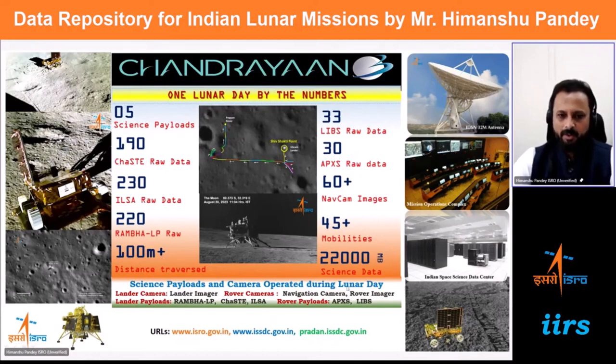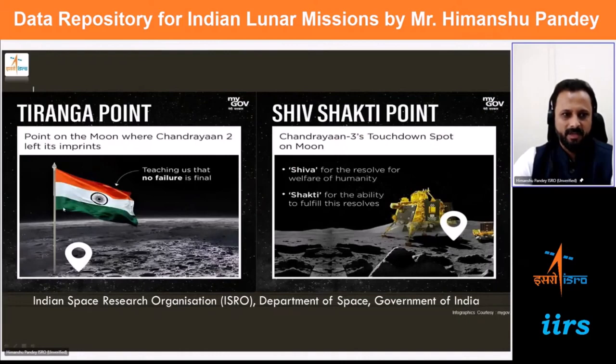As for the science payloads and cameras operated using the lander, there is the lander imager and the rover camera, which is the navigation camera, and the rover imager. But payload-wise, these are treated as sensors to carry out the operations. Payload-wise, the lander payloads are RAMBHA and ChaSTE, and the rover payloads are APXS and LIBS. These are the images you must have seen, and this is the website which you can note down and access the data. This is expected to be released very soon. The review of the entire technical as well as scientific perspective is already going on.